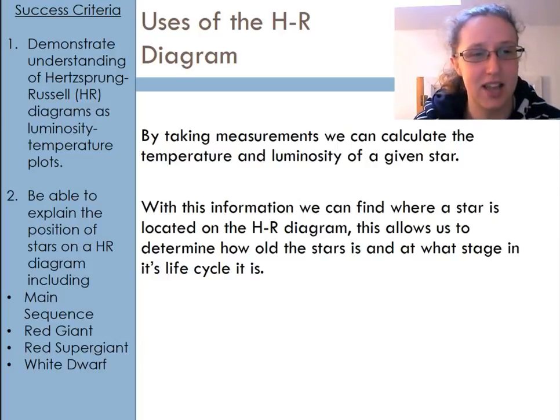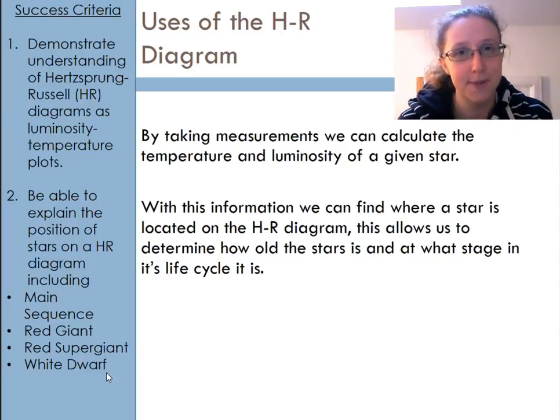Now, it does explicitly say in the specification that it links main sequence, red giant, red supergiant and white dwarf to this. So I want you to make sure that you 100% could describe where on the diagram you would find those four different life stages of a star.